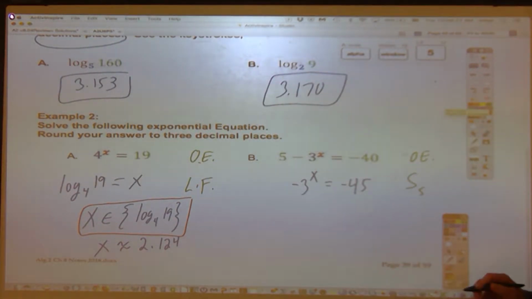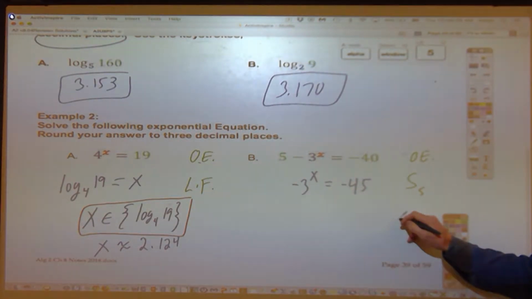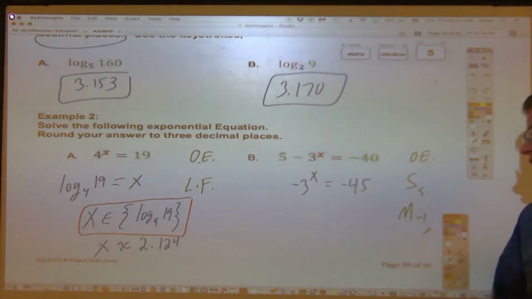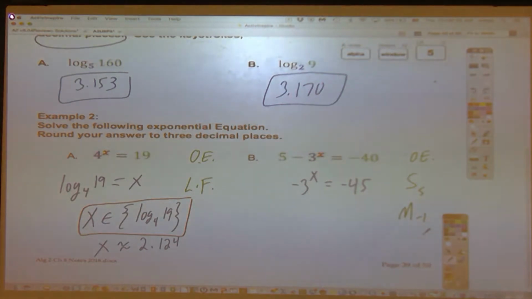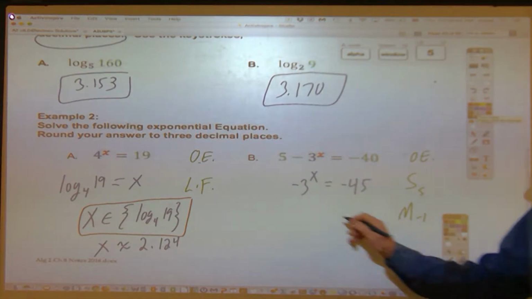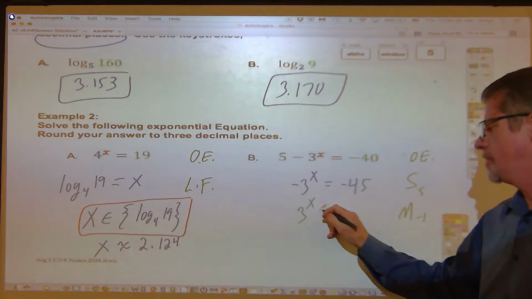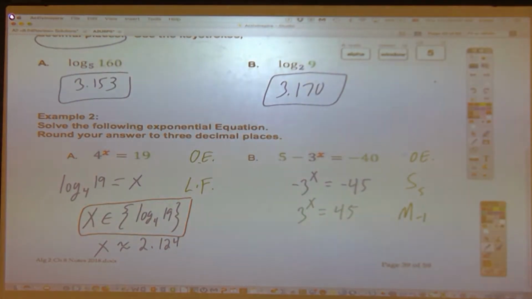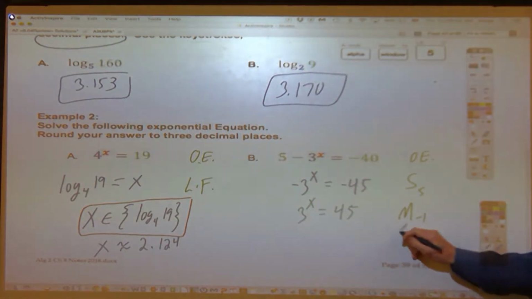Before we go into log form, we do want to do either a D -1 or an M -1. And so when we do this, Sophia, what's the line of algebra that lines up here with M -1? 3 to the x equals 45 is correct. What do you anticipate the next code is going to be? Jack? LF. Yeah, we want to put this into log form.